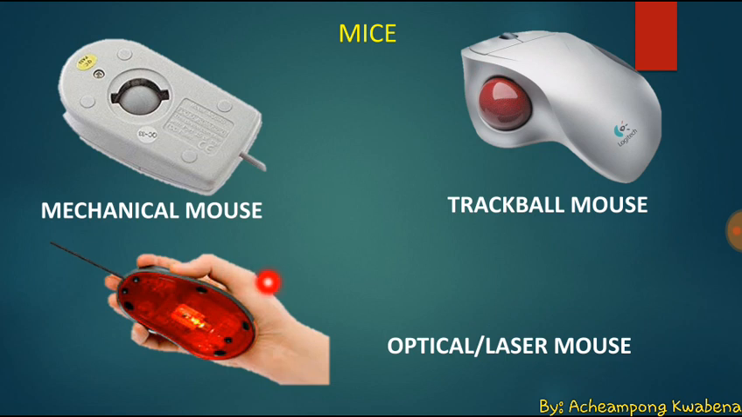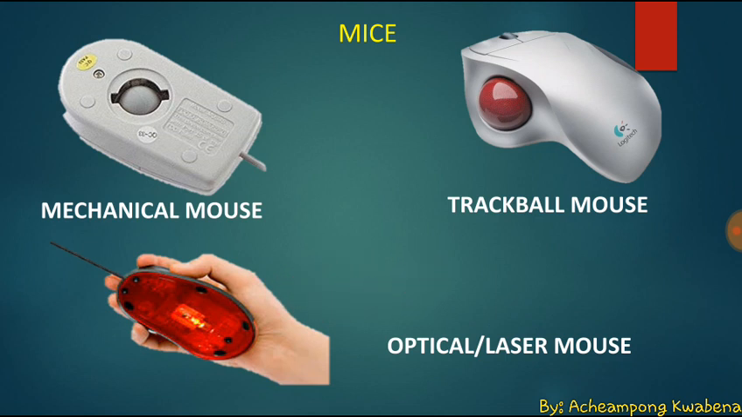Now we have the optical or the laser mouse. This type of mouse uses laser, as we can see below. It uses laser as a sensor to control the movement of the mouse. So without a sensor at the bottom over here, the mouse cannot function, because the sensor controls the movement or indicates the movement of the pointer.